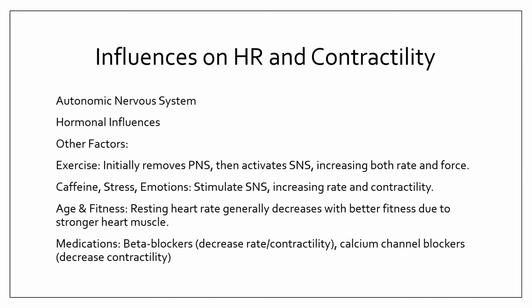And then other influences like medications. We talked about beta blockers and how they can decrease heart rate, or cause negative chronotropy, and they can also decrease contractility, which is negative inotropy. These are commonly used in hypertension, dysrhythmias, and heart failure. And then we have calcium channel blockers, which can decrease calcium entry into cardiac cells, reducing contractility, and for some agents, slow that AV conduction.